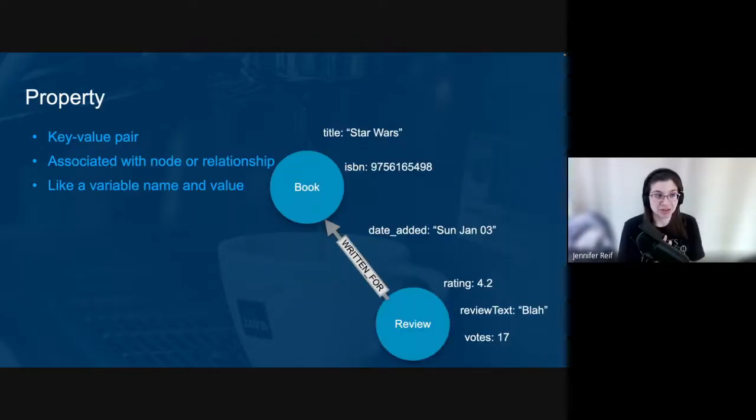Okay, properties. They're key value pairs. They're associated with either nodes or relationships, either one. And if you've worked a lot with programming languages, it's kind of like a variable name with a value. That's how they're kind of formatted. So for instance, you could have a book ISBN. You could have the date a review is added. You could have the number of votes that review has, all kinds of things there. And there's lots of different property data types and all sorts of things with Neo4j.